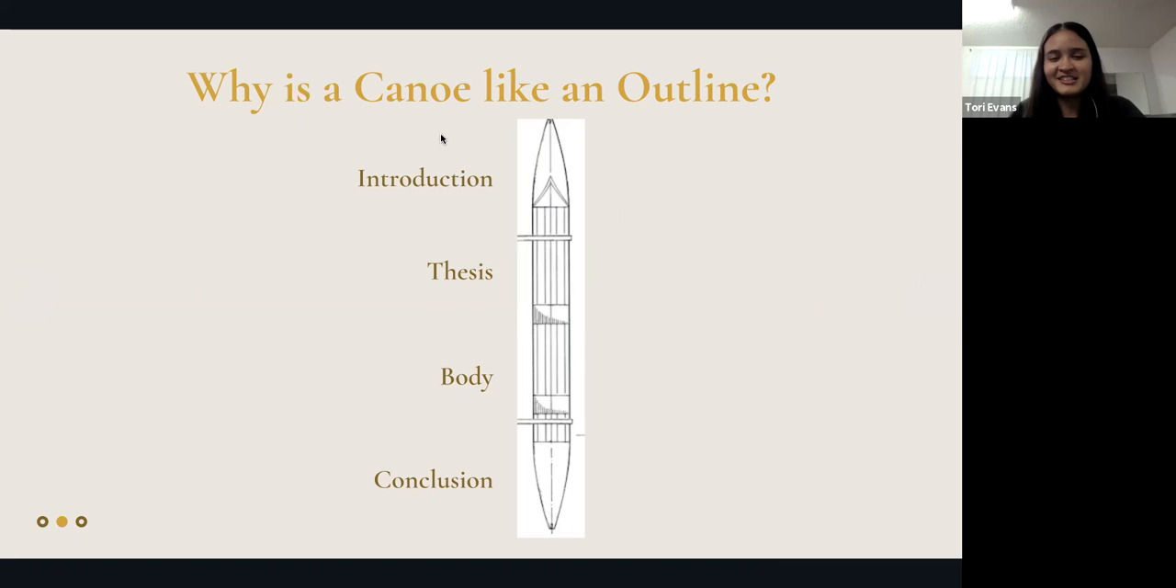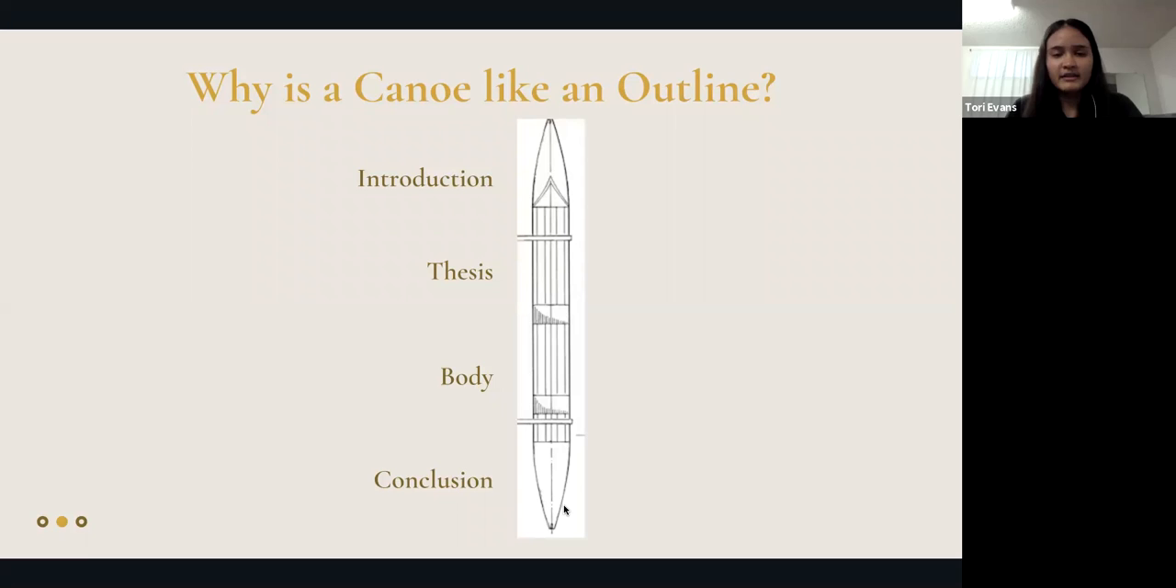A good analogy that Kelly and I came up with is a canoe. So, why is a canoe a lot like an outline? As you can see in this picture, it gives the body of the canoe and the shape. If you look at the very tip of the canoe, you can see that it's very narrow and small at the beginning. Then as you move down towards the body of the canoe, it gets wider and bigger. And then as you move to the very end of the canoe, it gets smaller and narrower again.